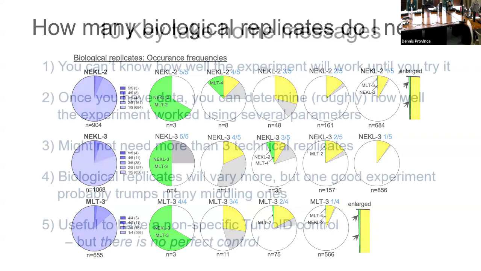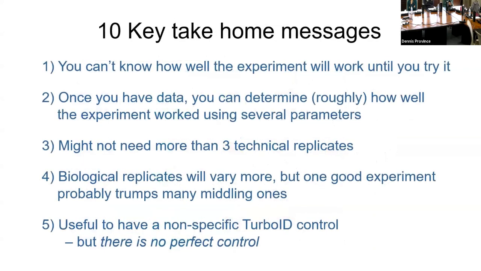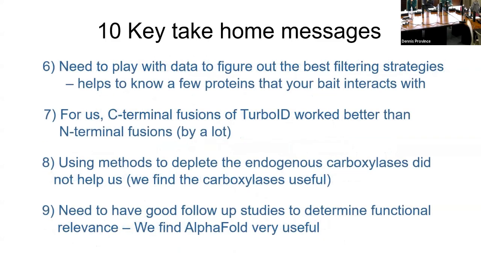Couldn't have been better. All right, so I'm going to finish with quick key take-homes. Okay, you can't know how well the experiment worked until you try it. Once you have data, you can determine roughly how well the experiment worked using several parameters. You might not need more than 3 technical replicates. Biological replicates vary more, but 1 good experiment is key. It's useful to have a non-specific TurboID control to help filter out things. You need to play with the data and figure out how to filter it. And it might be a case-by-case basis.